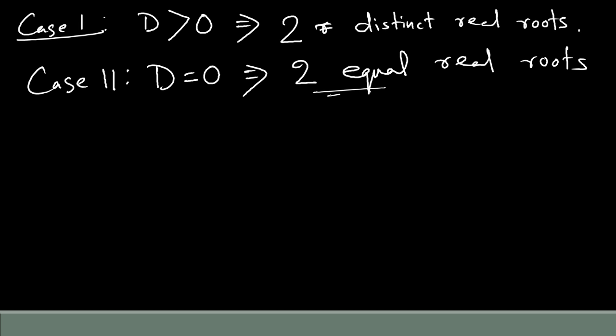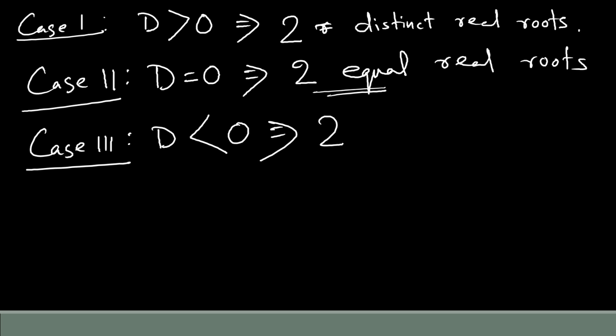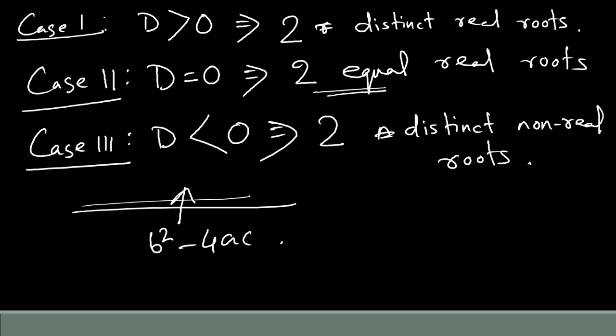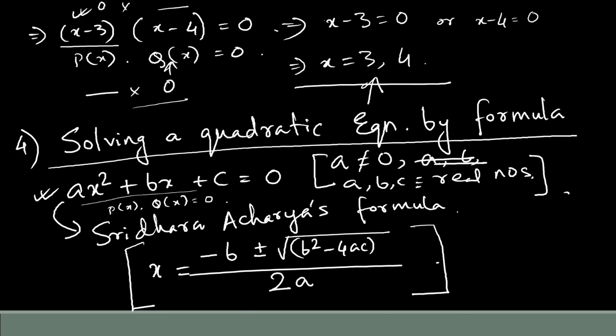It's two equal, because I said for the quadratic equation you will always get two roots. So basically here the two roots are equal. And the last case is case 3, which is D less than 0. Here you will get two distinct non-real roots. These are the three cases you need to remember for the discriminant, which is b square minus 4ac. I hope this is clear to you guys.